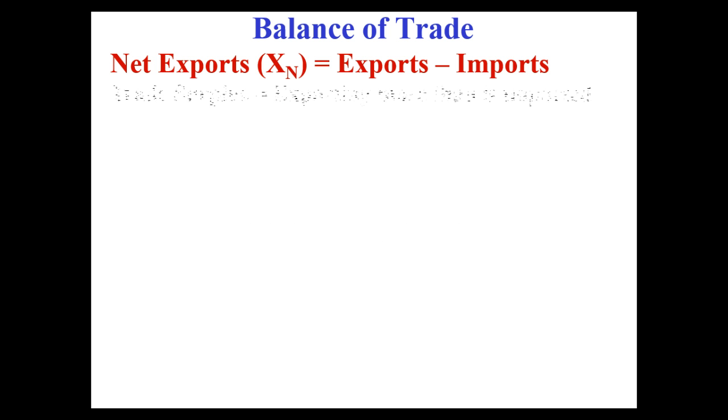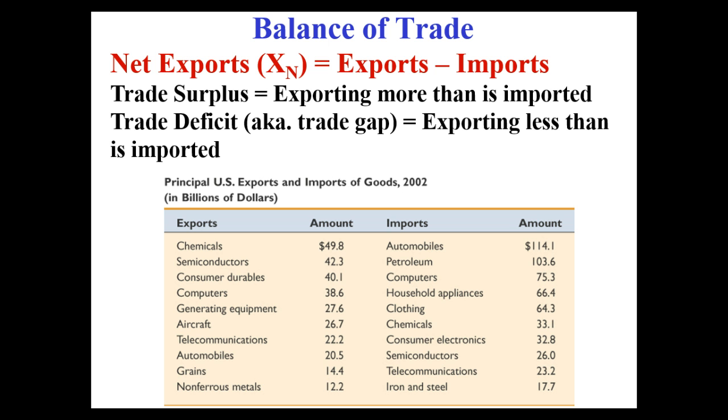exports have doubled as a percentage of GDP since 1975. That brings us to the balance of trade and payments, and I think this is where a lot of questions lie. Initially, the first thing you need to understand is what a trade surplus is and what a trade deficit is, or trade gap. A surplus is where you export more than you import. A deficit is where you're importing more than you're exporting.